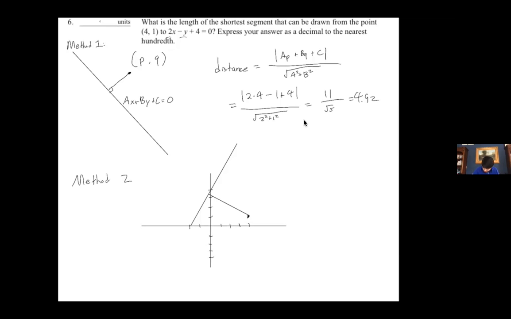We're basically trying to find this distance. One way to do this is, we know that at the shortest distance, this line has to be perpendicular to the other line. That line has the formula y equals 2x plus 4, which means this line must have slope -1/2, because when lines are perpendicular, their slopes multiply to -1.